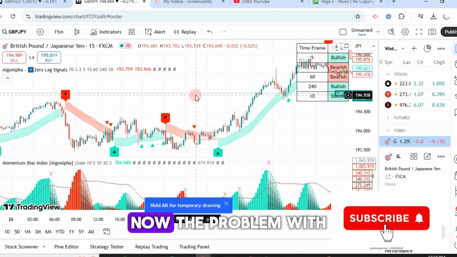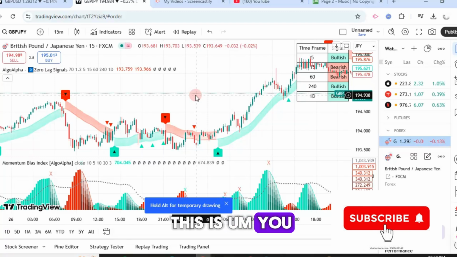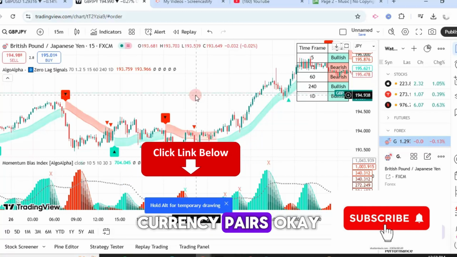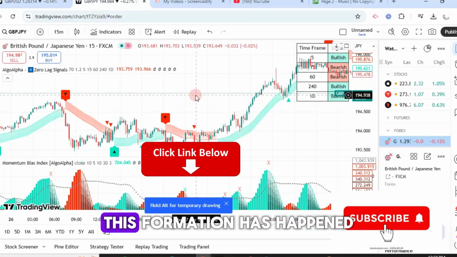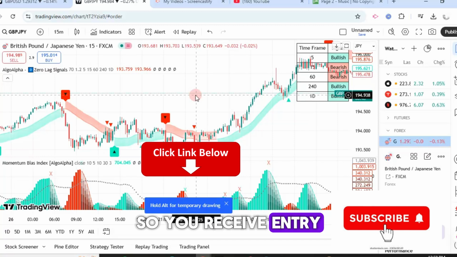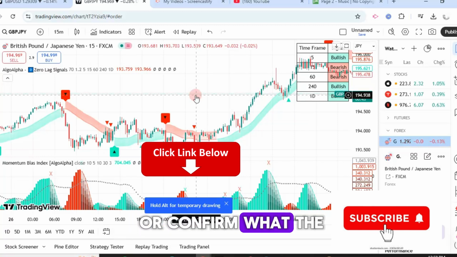Very effective. Now the problem with this is you may not be able to wait for this to happen, or you don't know when it happens, so you miss a lot of signals. I have a solution to that. I can send you an email when this happens across 6 or 7 currency pairs. Our system will send you an email that this formation and this combination has happened, and you can enter your trade. You can come and check to confirm what the alert says.